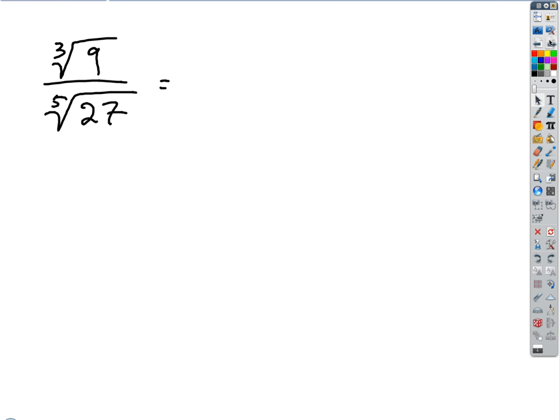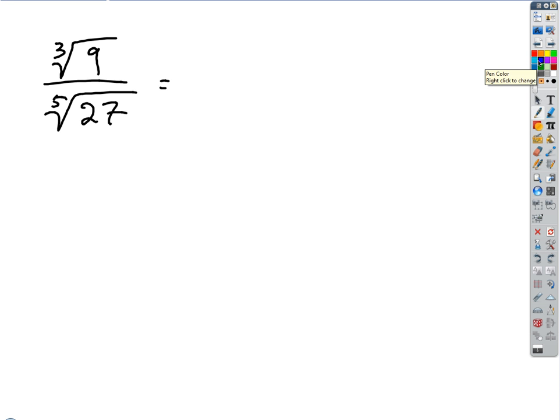All right. What about something like that? Keep in mind that last one was kind of the granddaddy of all radical problems. That was pretty tough. What about this one? This one looks harder, but it's easier. You'll see. You might notice here that the 9 and the 27, one's a perfect square, one's a perfect cube. So we'd like to write this in terms of smaller bases if possible.